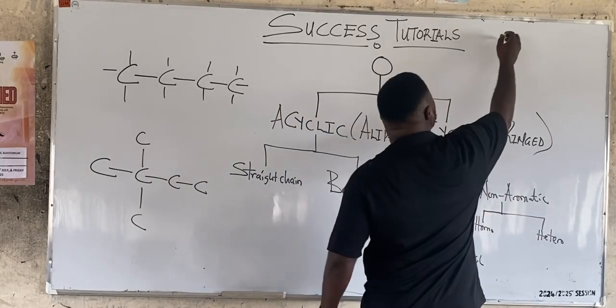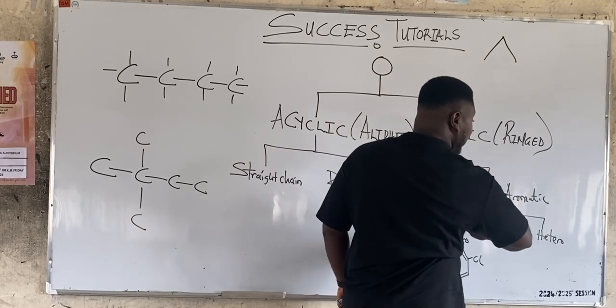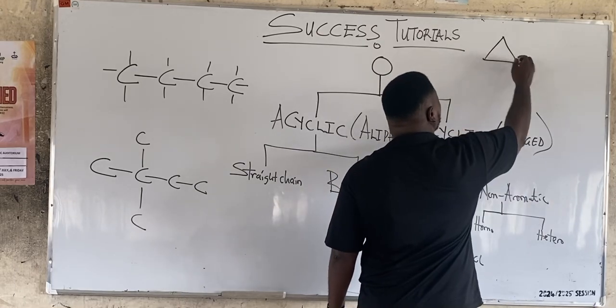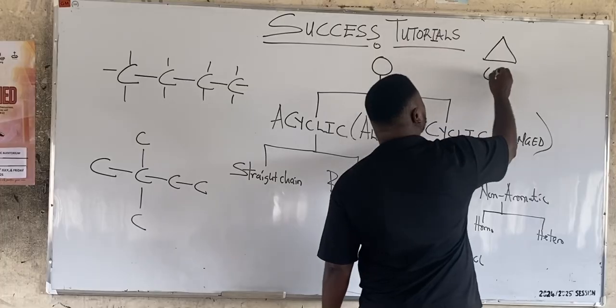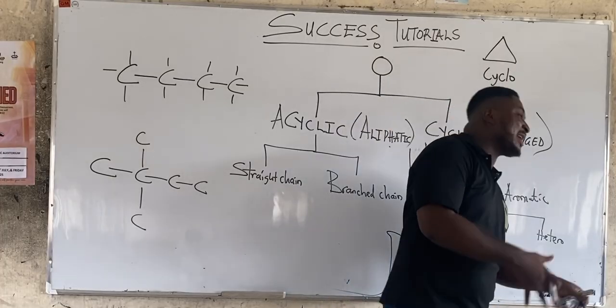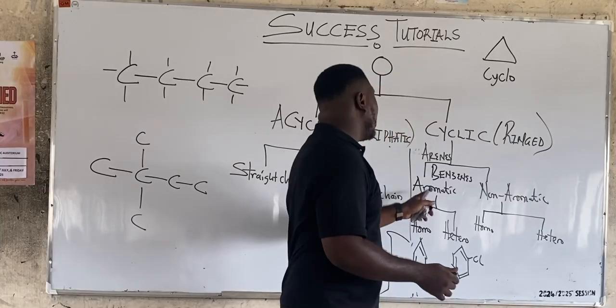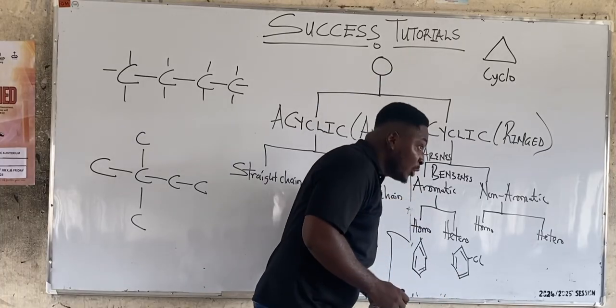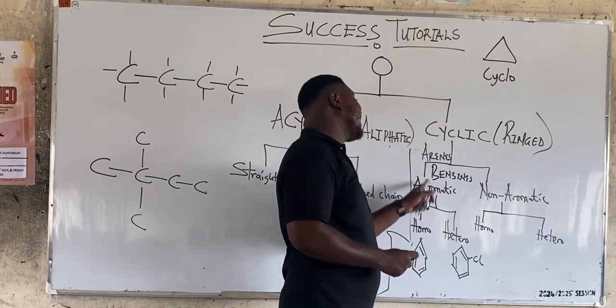So class, for non-aromatic cyclic compounds, we name them based on the number of sides, and their naming must start with cyclo. For non-aromatic cyclic, your naming starts with what? For aromatic cyclic, does your naming start with cyclo? No. How do we name aromatic cyclic? Benzene.